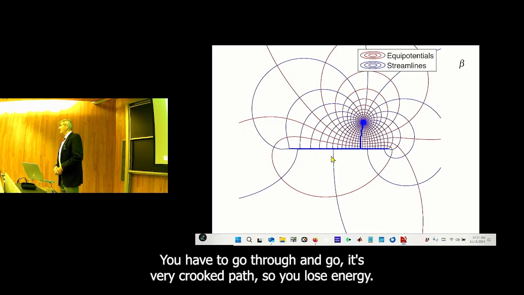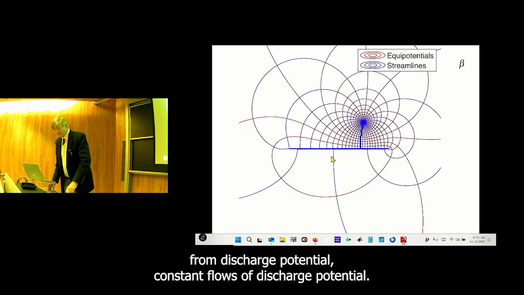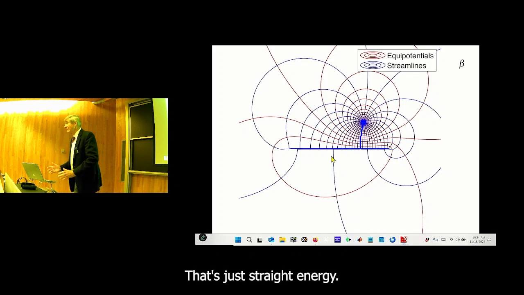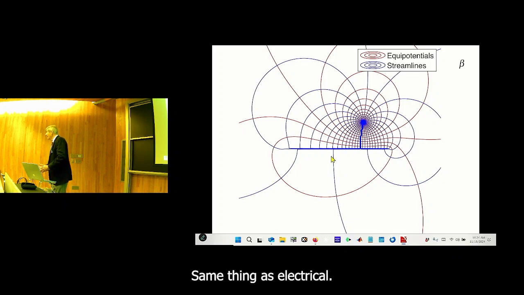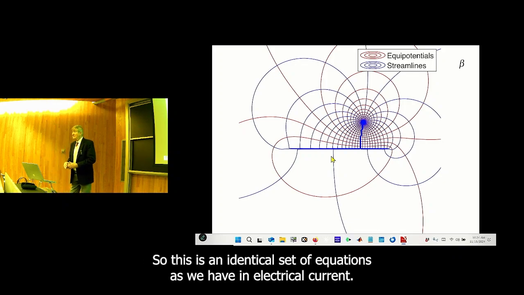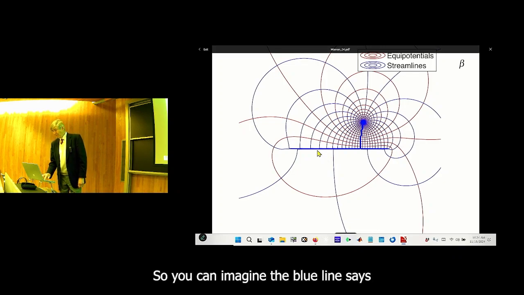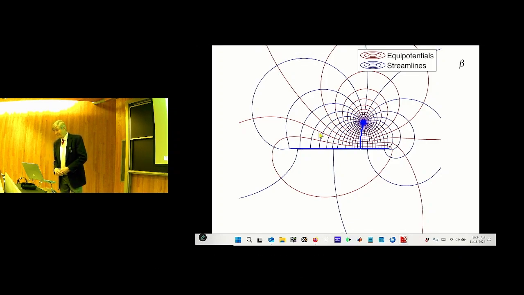So you lose energy. And the red lines are constant values of discharge potential, and that is a representation of direct energy, that's just straight energy, and it goes down as the flow progresses from higher energy to lower energy. Same thing as electrical. So this is an identical set of equations as we have in electrical current. So you can imagine the blue lines as electrical current flow and a decreasing voltage, the red lines.